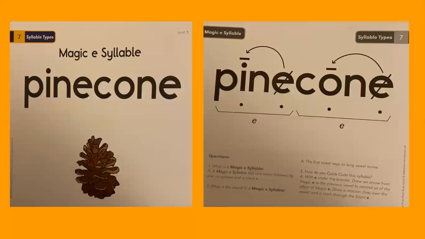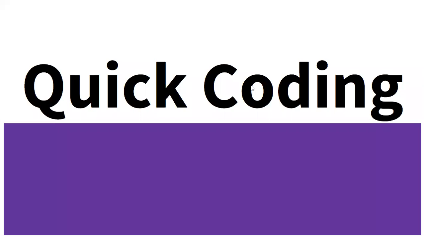And then I just want to quickly remind you of the magic E syllable, where you have the silent E at the end, and it's vowel, consonant, vowel with the letter E, and that long vowel, Mr. I and Mr. O, or any of the other long vowels. So we're going to quick code together.